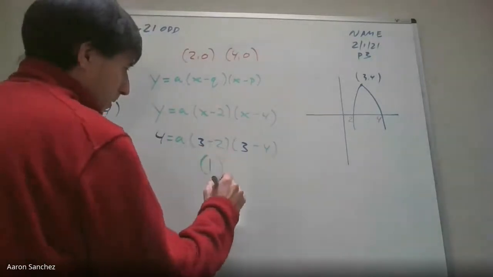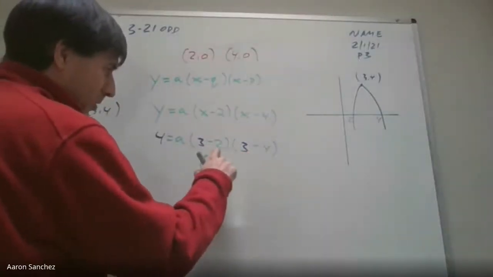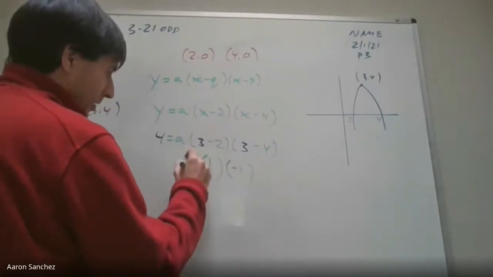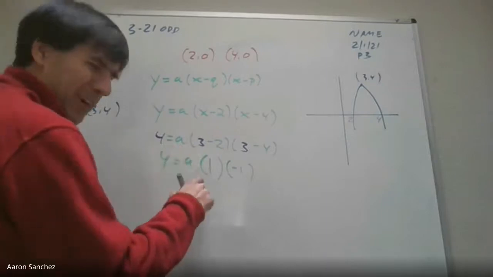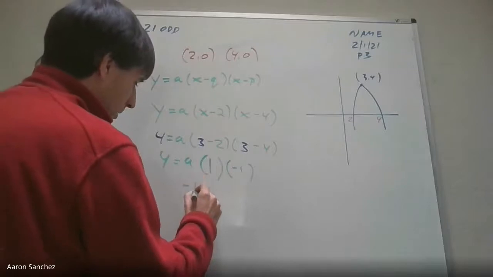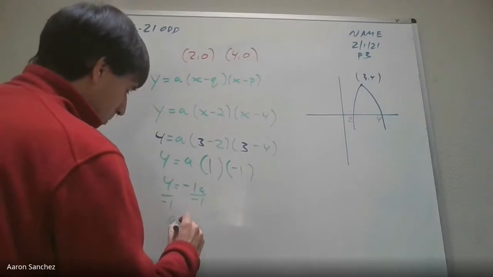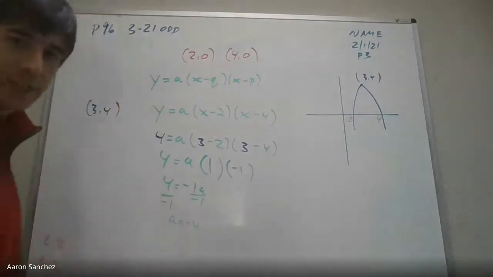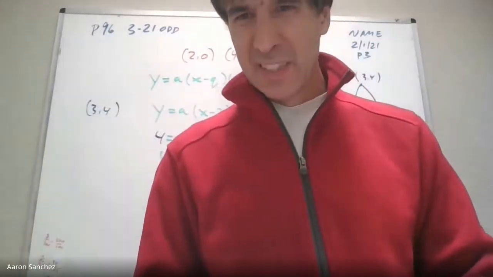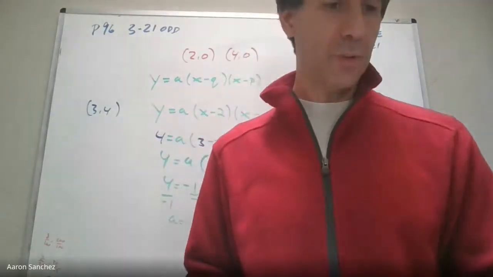Oh, wait. 3 minus 2, and then 3 minus 4. What's 3 minus 4? Negative 1. I think we found your mistake. Did you make them both negative? Yeah. Okay, so 1 times negative 1 is negative 1a equals 4, divided by negative 1, a equals negative 4. So that's not my final answer. What's my final answer? Okay, let's go with Alexis Romero. What's my final answer for this question?